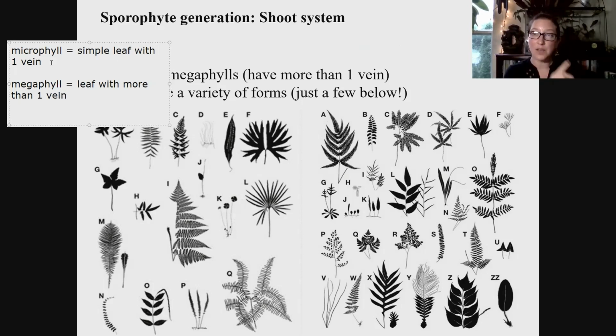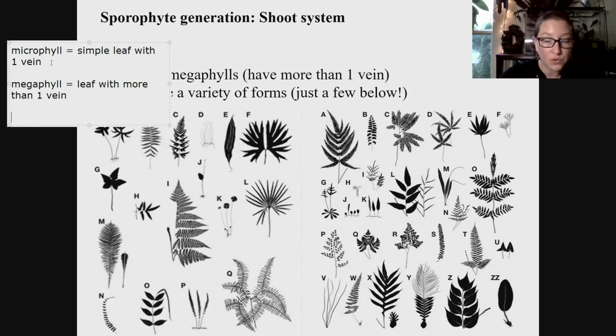In Lycopodium, in the lycopods, which is Lycopodium and Selaginella, they have microphylls. They only have leaves with one vein. In ferns and all the other things we're going to look at today and next class, everything else has megaphyll. Megaphyll is a leaf with more than one vein.